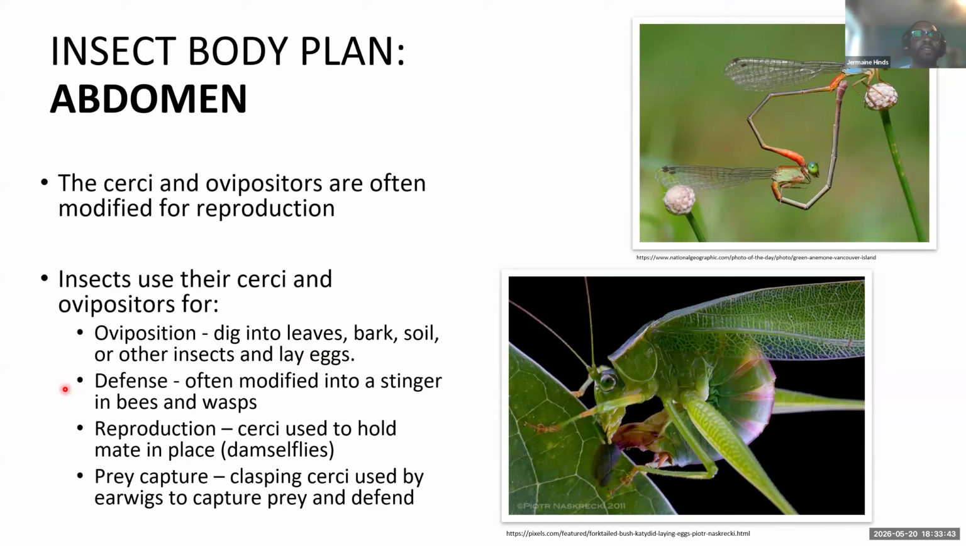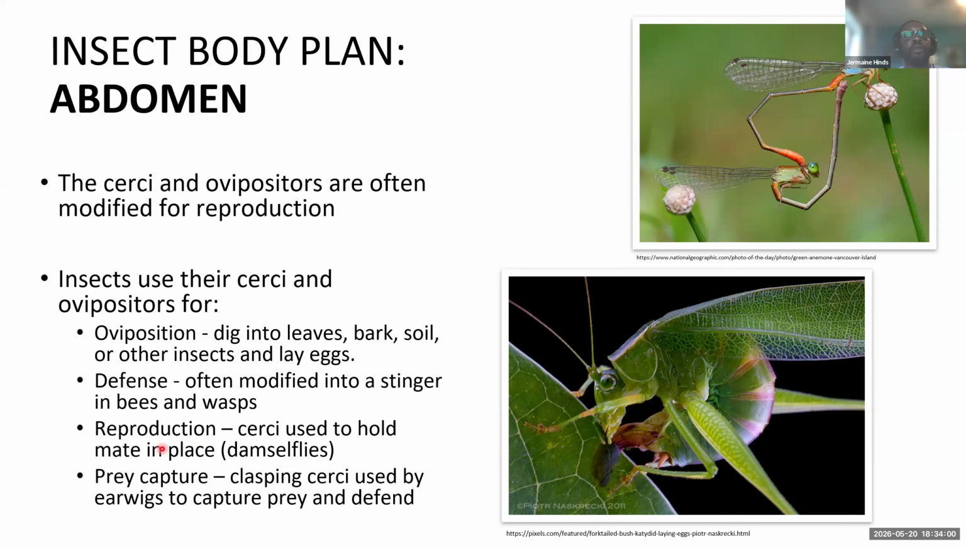Some insects use their ovipositors for defense. When you think of bees and wasps, they're using their ovipositors to inject venom into any threat to their nest or hive.